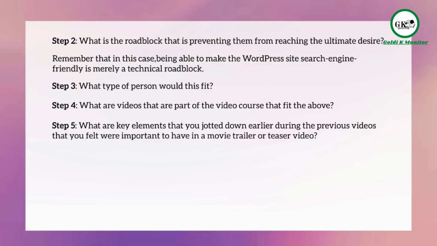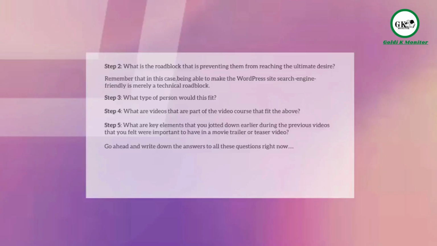Step number 5 is, what are the key elements that you jotted down earlier during the previous videos that you felt were important to have in your movie trailer or teaser video? So pause the video, go ahead, and write the answers to all these questions down right now. I already gave you a few for the example video course that we're looking at, and you can use that for yours, but obviously it's going to be a little bit different because you're going to be selling a different video course. All right, so go ahead and do that now, and we'll see you in the next video.